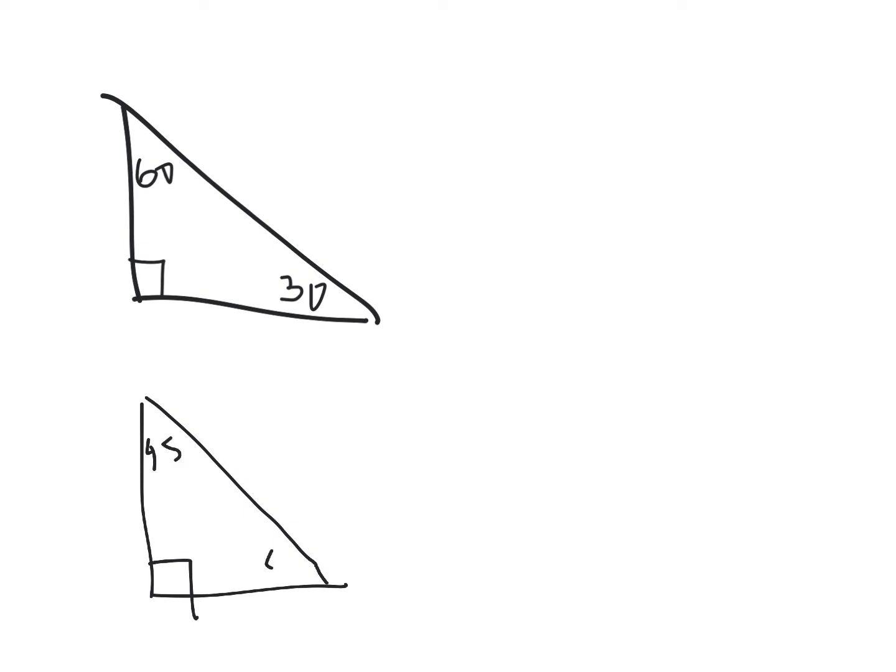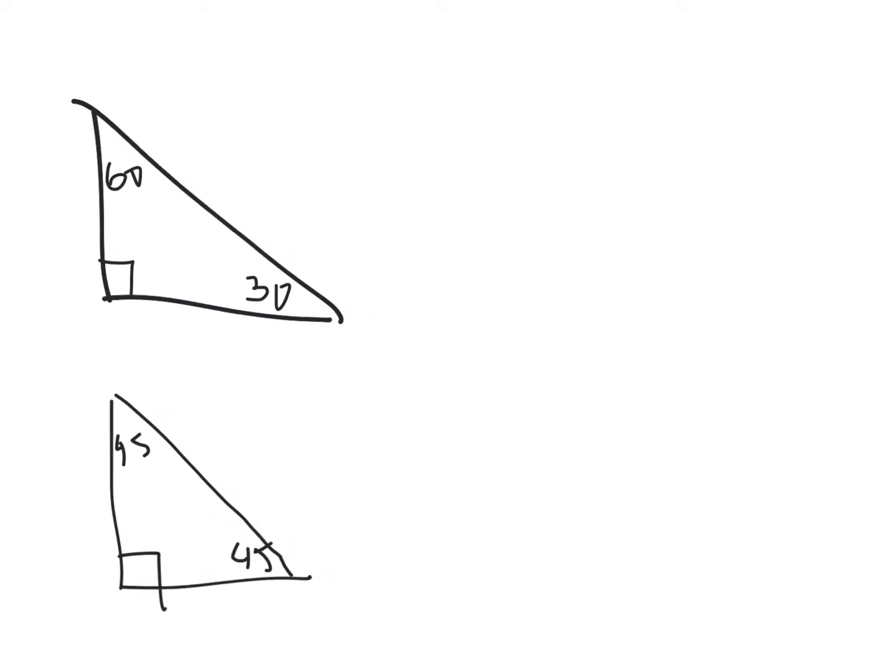And then a 45, 45, 90. And write the sides on there. Then let's see if you learned how to use those sides. If I give you this side is the square root of 17, then I'd like you to tell me how long h is.